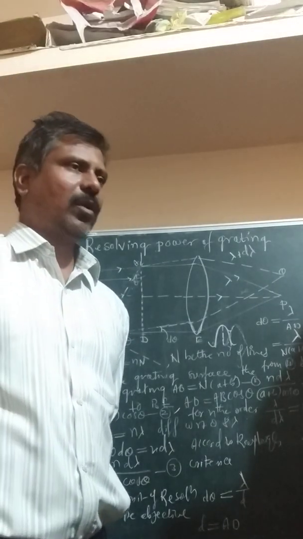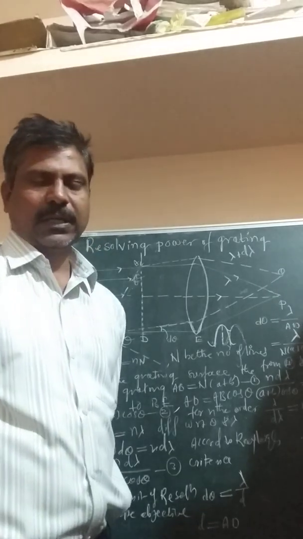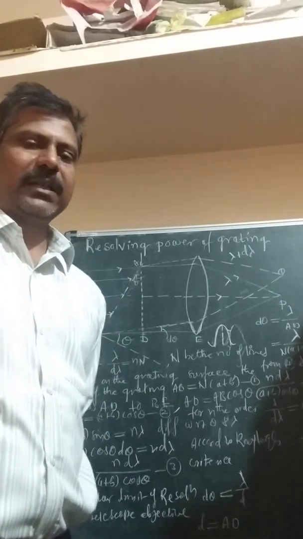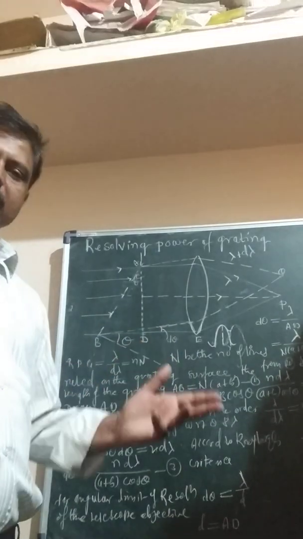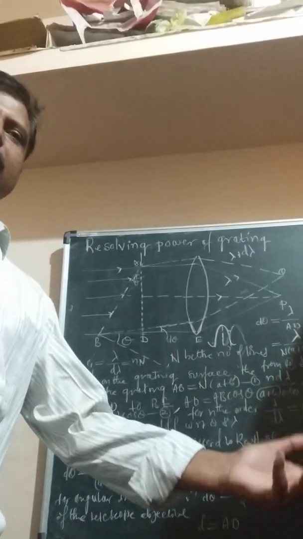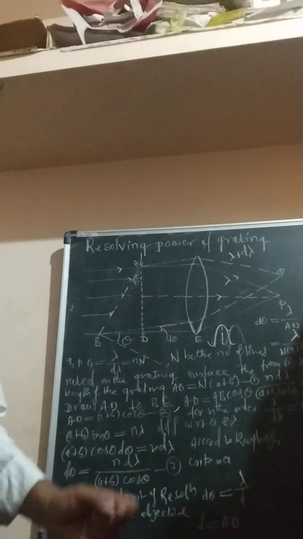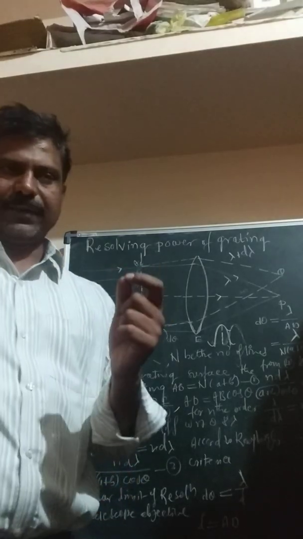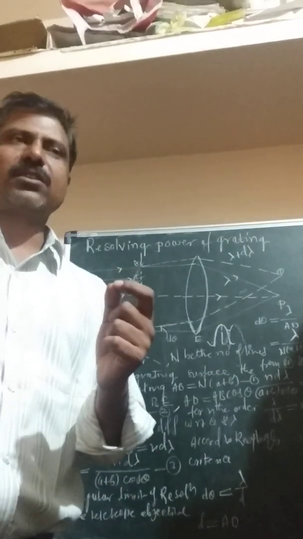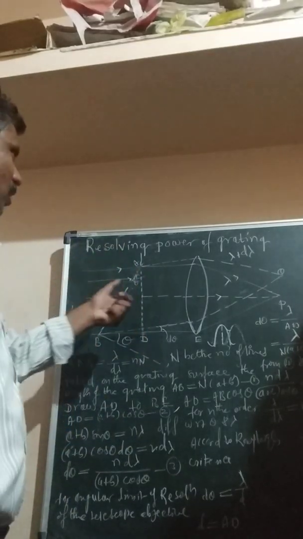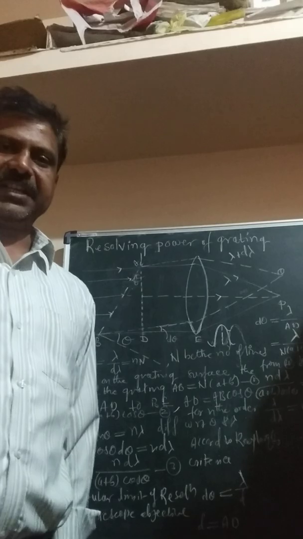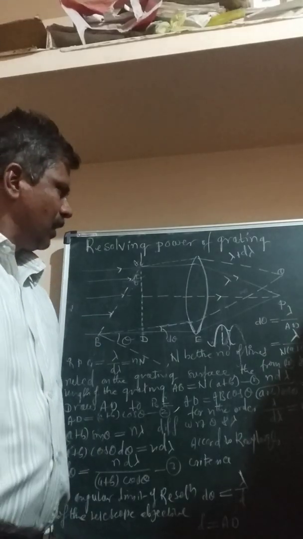to the smallest difference in wavelength, d lambda, between this line and the neighboring line, so that the two lines appear just resolved. That is the exact definition of the resolving power of a grating. Okay, so let us discuss.